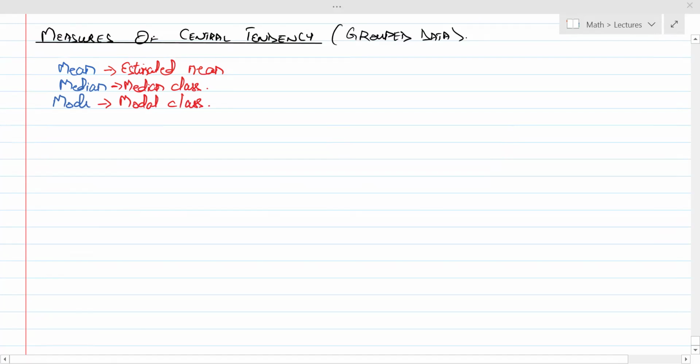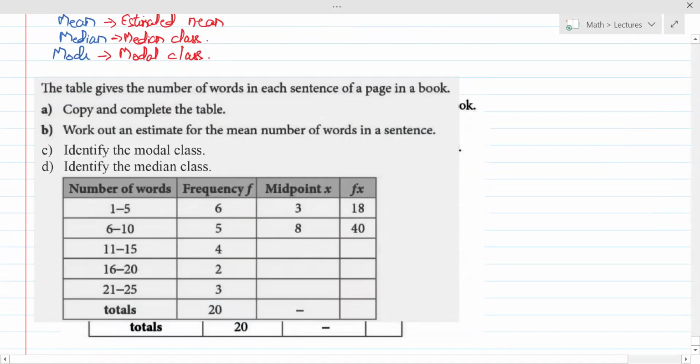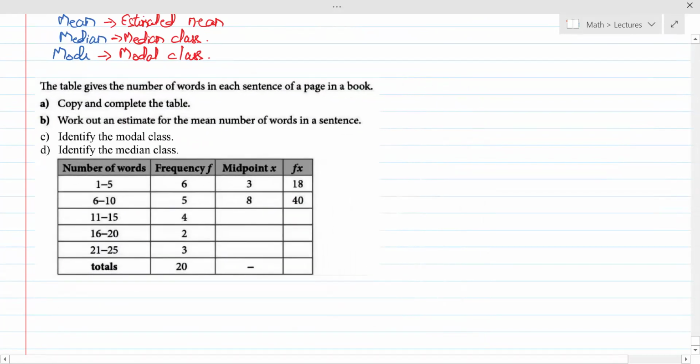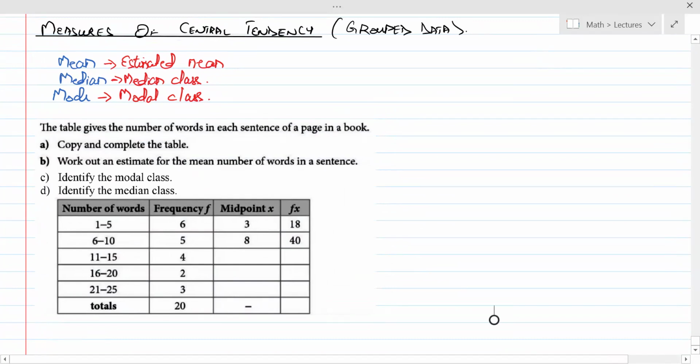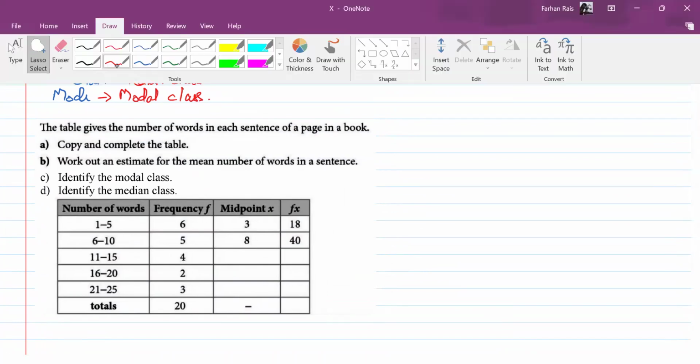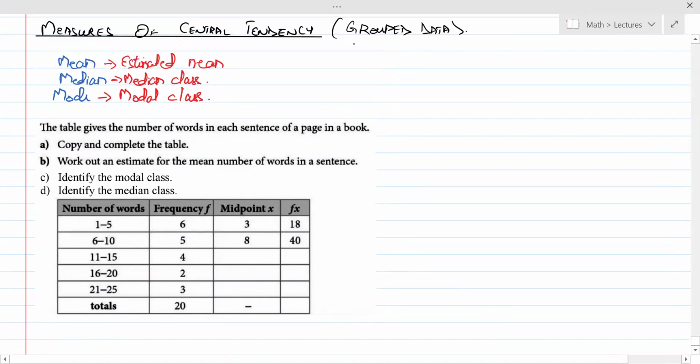Let me copy the example. Now, first of all, why is this type of data called group data? For group data, we also use the term classified data. Group data is also called classified data.